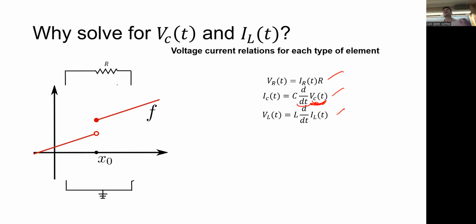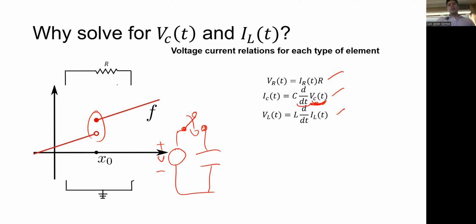So if you have a capacitor that is uncharged, and I connect a source at time equals zero, that voltage cannot jump like that. Because what that would mean is that your current would be infinite. If you have a discontinuous function, what's the derivative of a discontinuous function? It's undefined, basically. And so as a result, the voltage across a capacitor will always be continuous. So this cannot happen for the voltage across the capacitor.